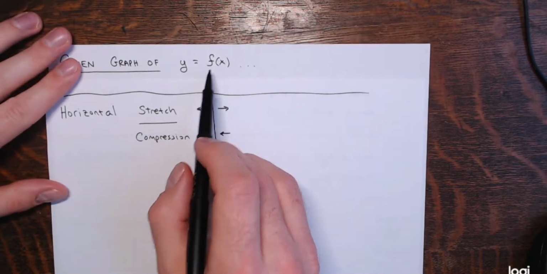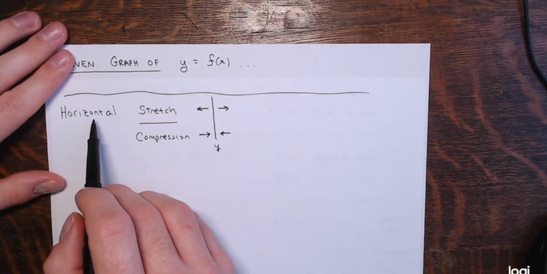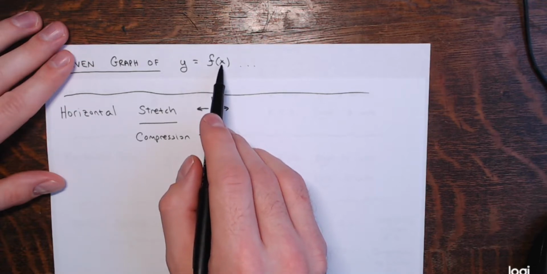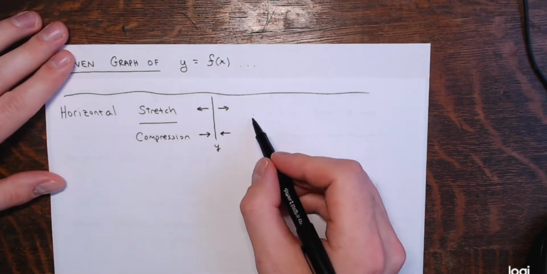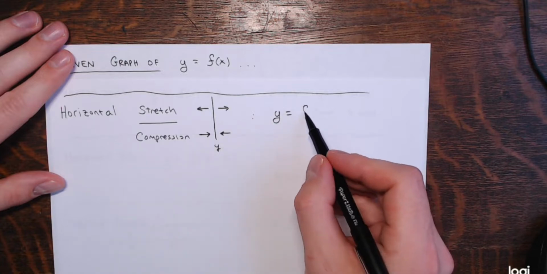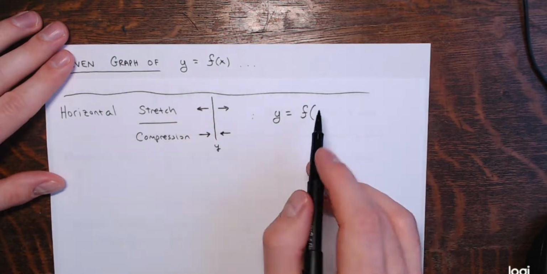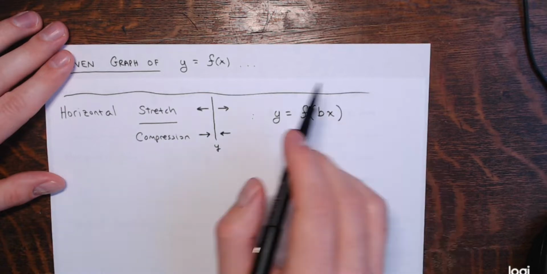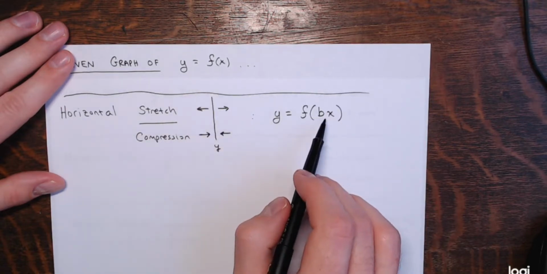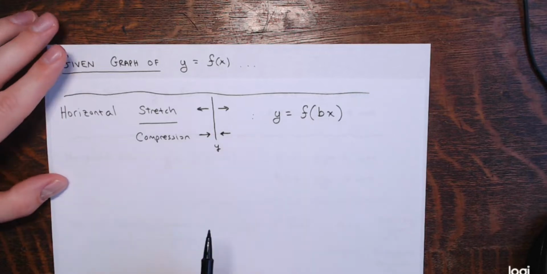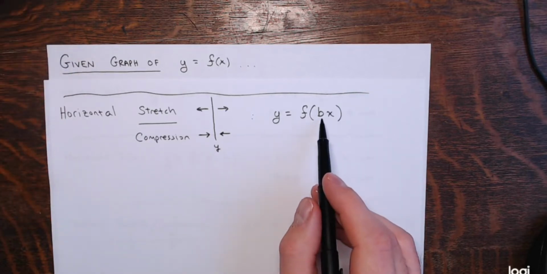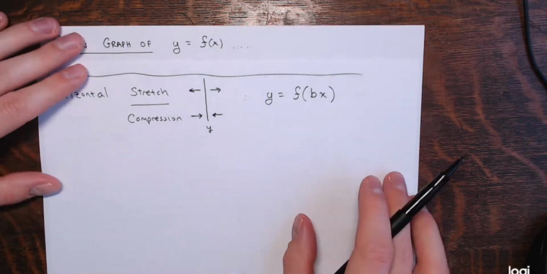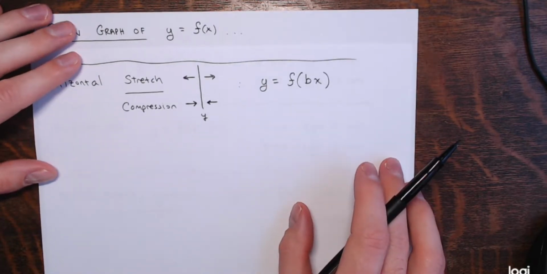Now, like with all the other horizontal transformations, you take the rule you were given and replace just the x's. So we have y equals f of, and then x is replaced by some number b times x. So x is replaced by 2x or 3x or a half x or whatever. We're going to consider b a positive number again here, because if b is negative, then you talk about reflections, which we'll get to in a second.